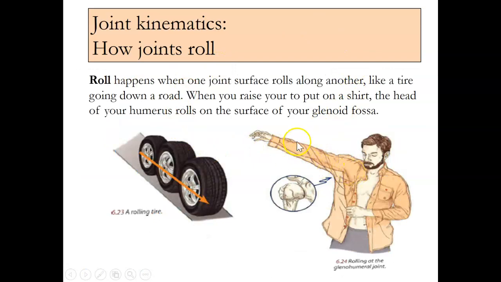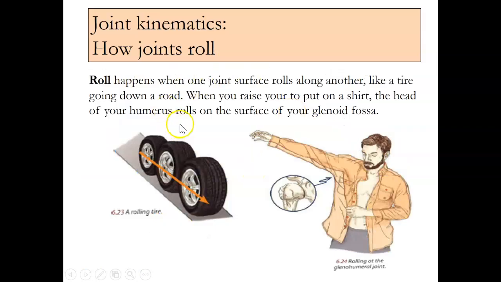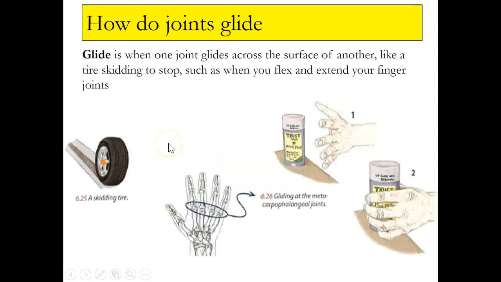So like I said, it rolls. See how it rolls down. If you abduct your shoulder, lift it up to the side, it rolls down and back. Kind of like a tire rolling down the road. As he lifts his shoulder up to get his shirt on, he's rolling the humerus in the glenoid fossa, that GH joint. It's also gliding. Your fingers are a great example of how it glides in the different joints.